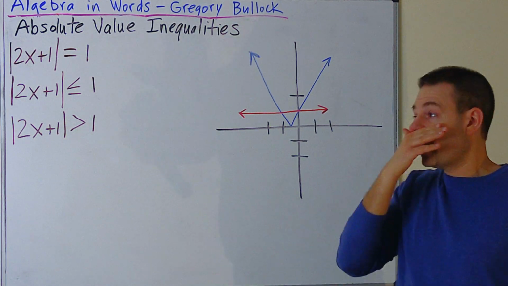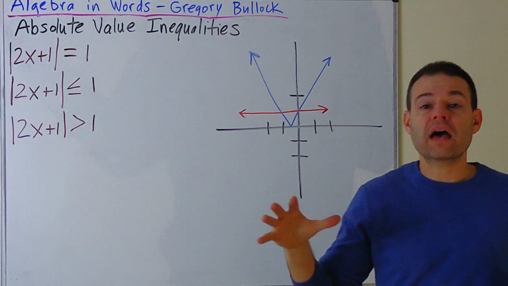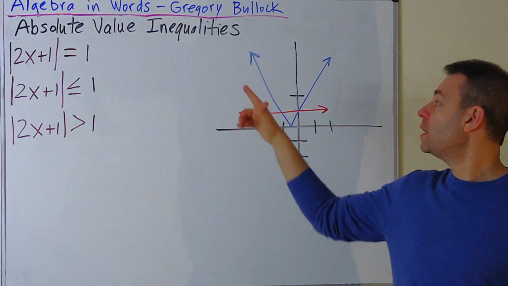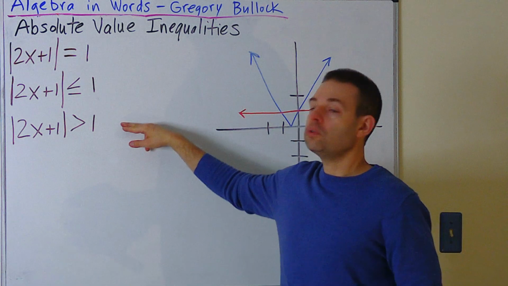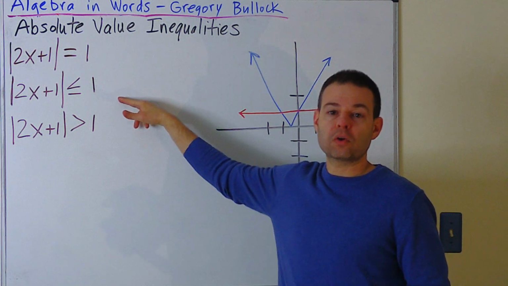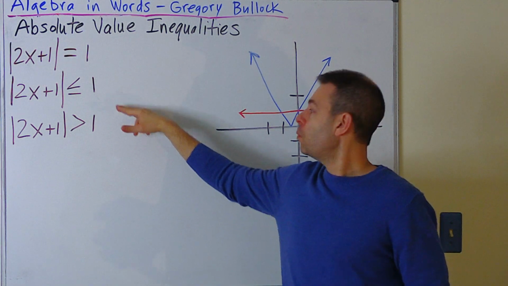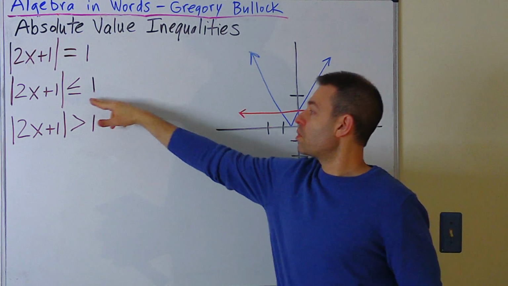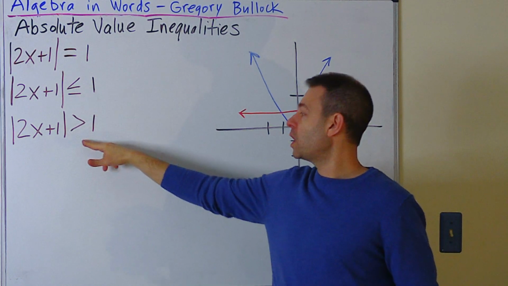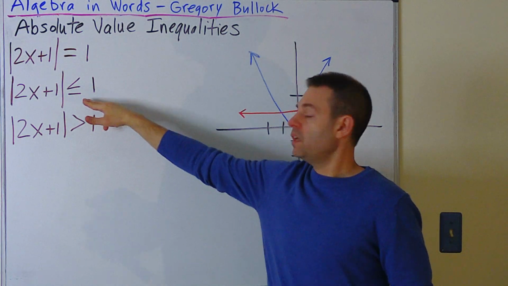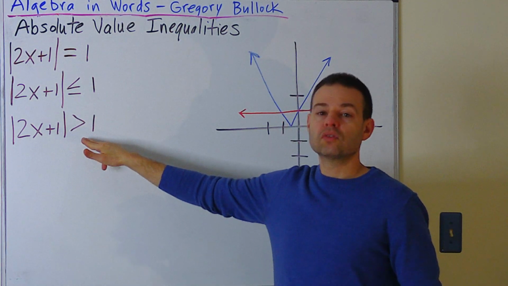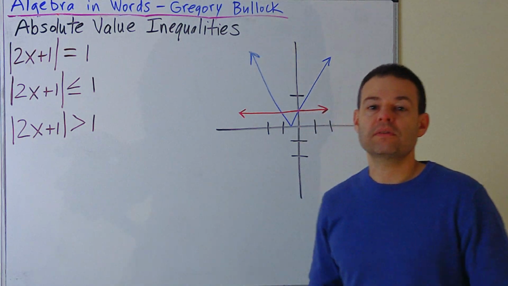And now that graph relates to absolute value inequalities as well. I have two absolute value inequalities here and here. One of them is greater than or equal to 1, and one of them, this one, is less than or equal to 1, inclusive. This one is greater than 1, and I chose them specifically.